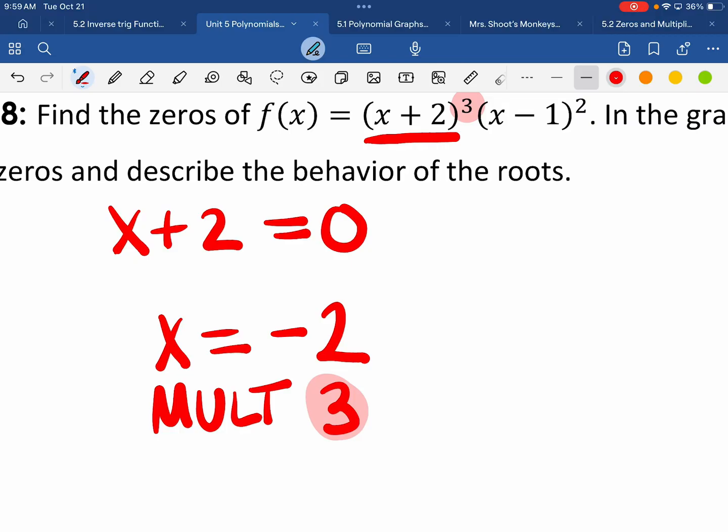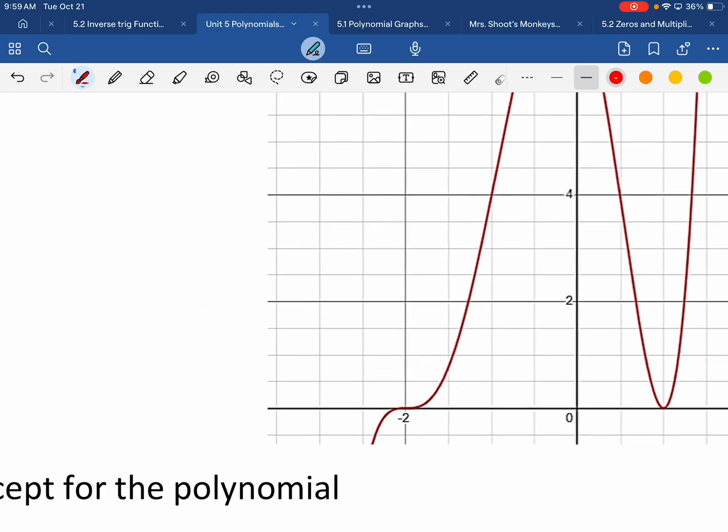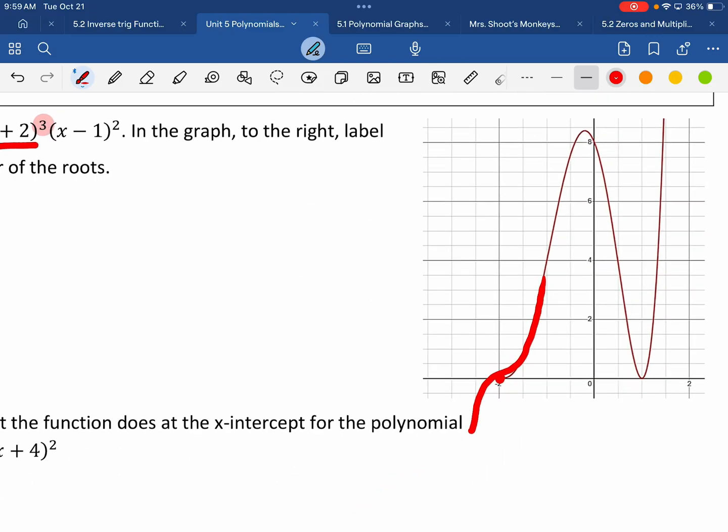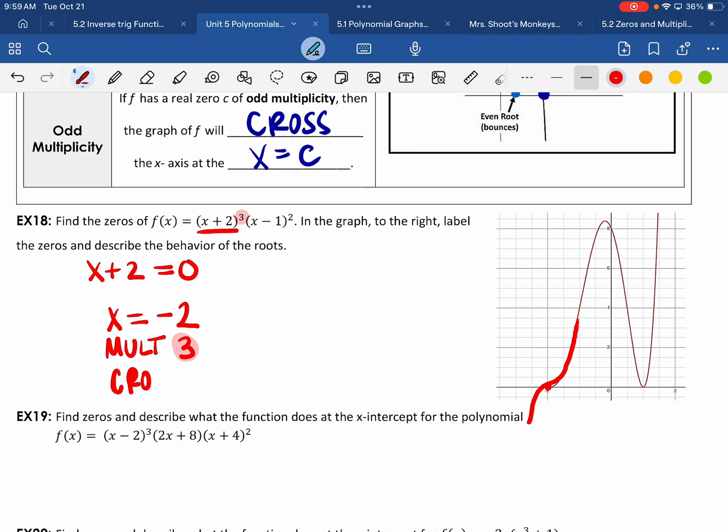Now, because my multiplicity is 3, is that going to bounce or cross on my graph? It's going to cross. So if you look over here at your graph at -2, you can see that we are crossing through it. It crosses it kind of at a squiggle, but it still crosses my graph.